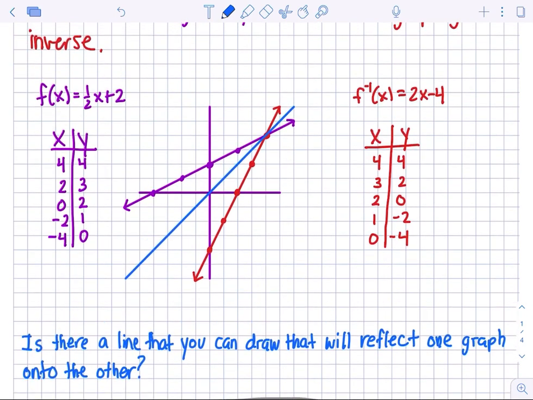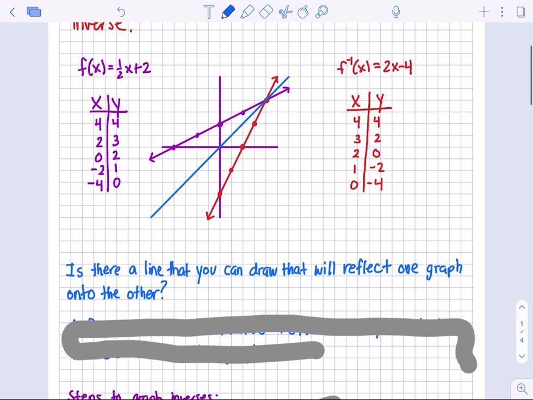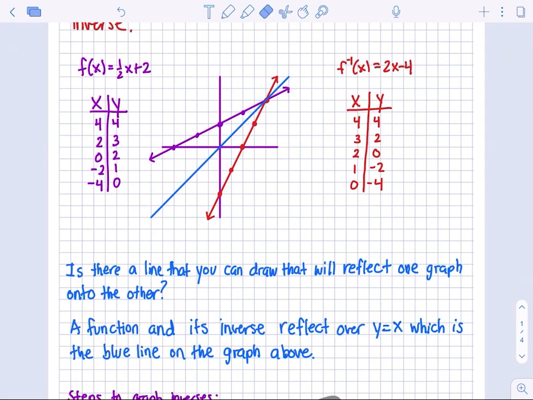So usually we reflect over the x or y axis, you guys, but that line is the y is equal to x line. And if you reflect over that blue line, the red would go on the purple and the purple graph would go on the red. So a function and its inverse reflect over y is equal to x, which is the blue line on the graph above.